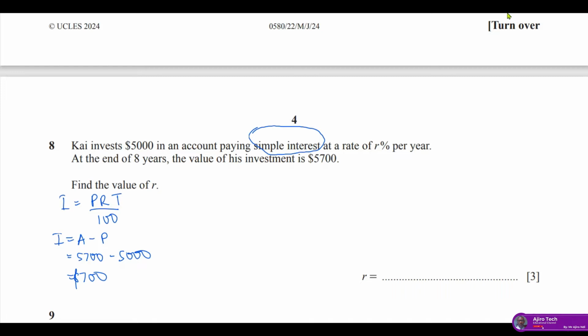Okay, so 700 is equal to principal 5,000 multiplied by rate R, time 8 years, over 100. So I have 700 is 50 times 8, 400 R. So R becomes 700 divided by 400, and R is 1.75%.